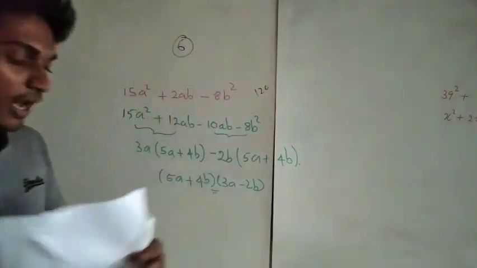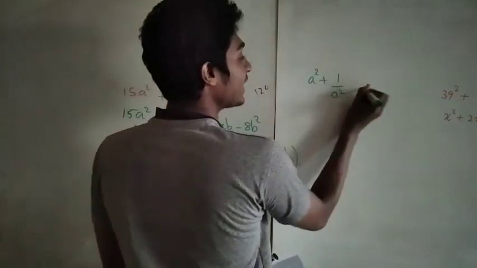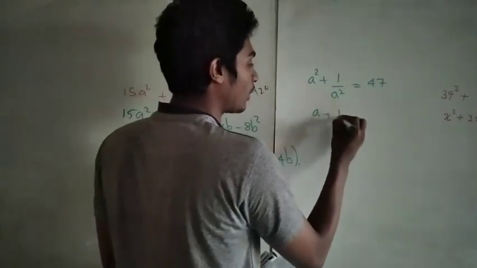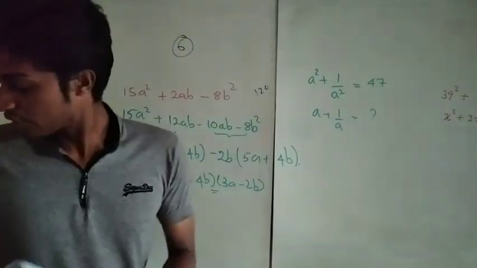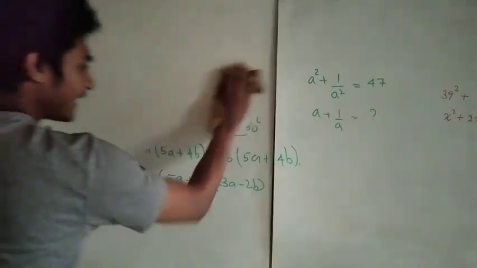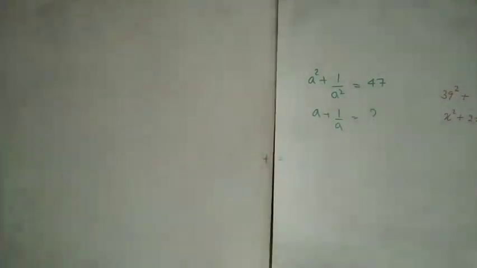Look at the second problem. They are asking to find a plus 1 over a, given that a squared plus 1 over a squared is 47, right? They are asking for the value of a plus 1 over a. So this is of course a very simple problem, even though people take it as a difficult problem. This is the B part of the sixth question, right?